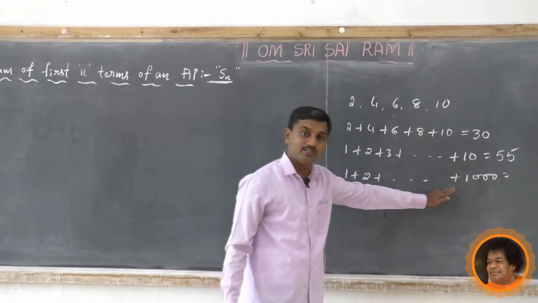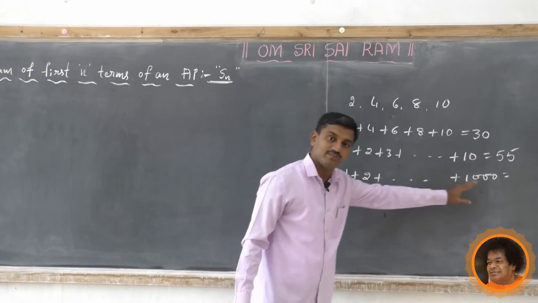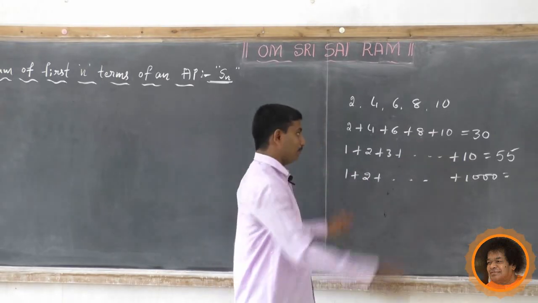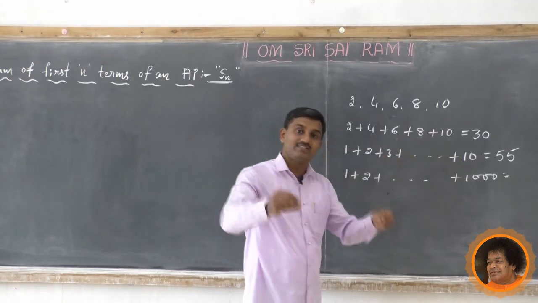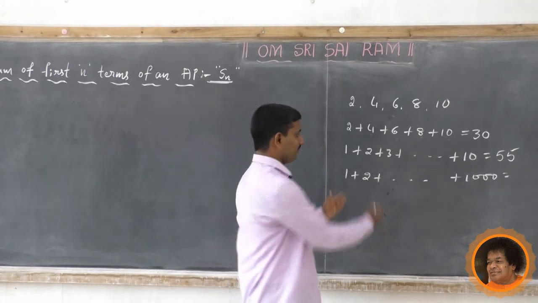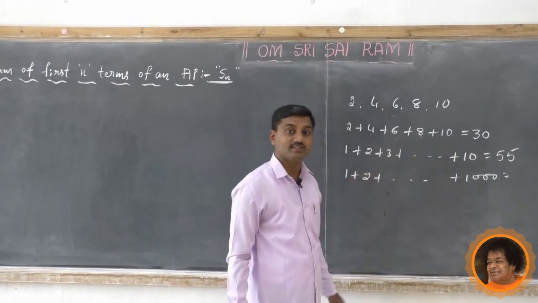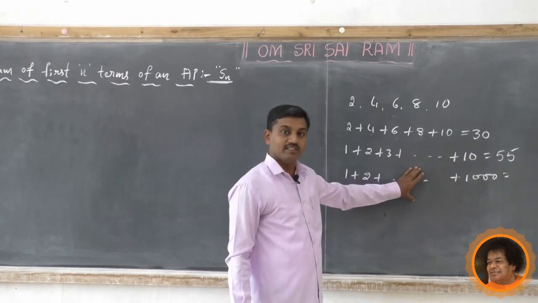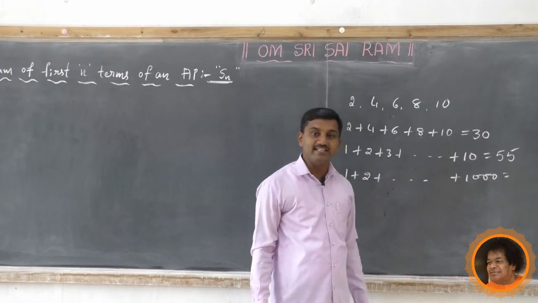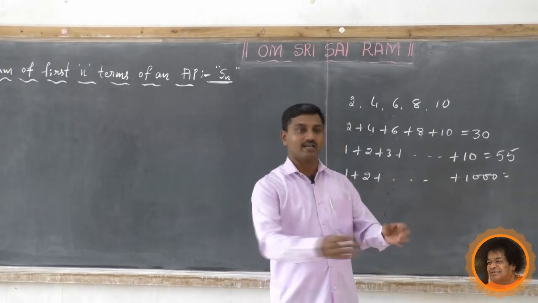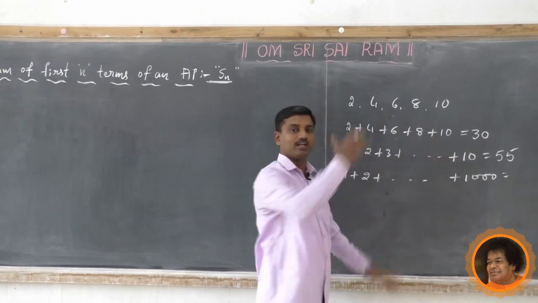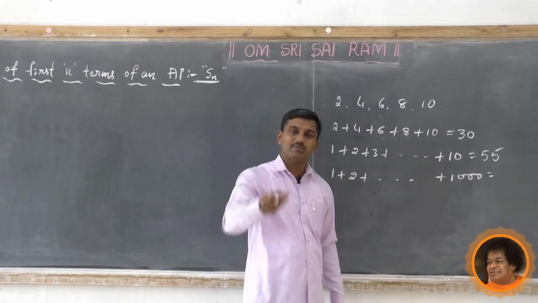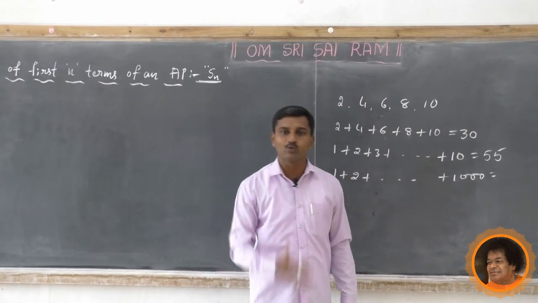Is it possible to find the sum of the terms of this AP? Yes, it is possible. How? By manual adding or with the help of a calculator, we can find the sum. But it is very time consuming. There are simple and interesting formulas to find the sum of n natural numbers or the sum of n terms of an arithmetic progression. So, what is the formula? Now, go through the formula.